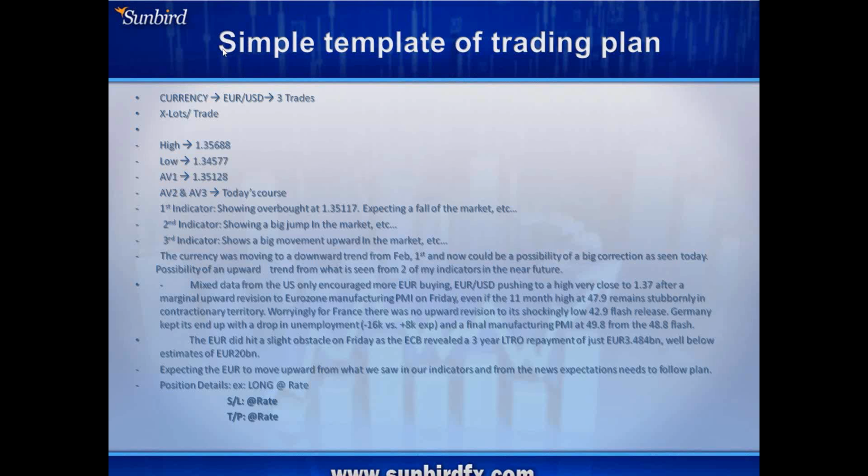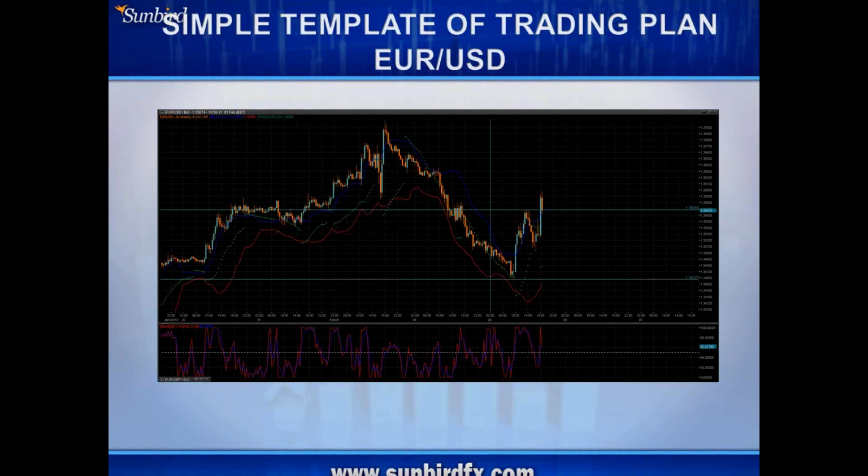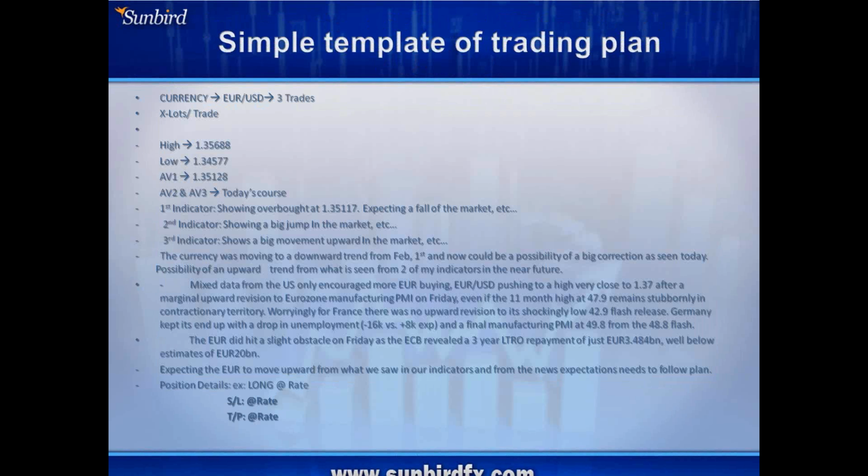So this is an example of a simple template of the trading plan. You have the currency, which was the Euro US dollar. As you can see here, I decided to open 3 trades, X lots per trade. So let's say I'm opening 3 trades, 1 lot per trade. I wrote down my high, which is 1.35688, my low, and my average, which is resistance plus support divided by 2. I call it average 1, AV1.